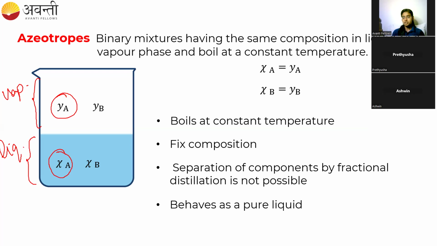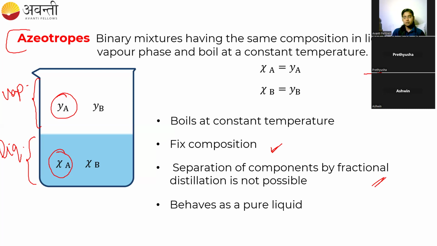Okay, azeotropic mixture. And under azeotropes also we have different types. We have two types. So what are the points you have to note down here? The definition is very important. Azeotropic mixture definition is very important. And all the points which I have discussed are important. The most important is they will have fixed composition and they cannot be separated by a separation technique called fractional distillation.